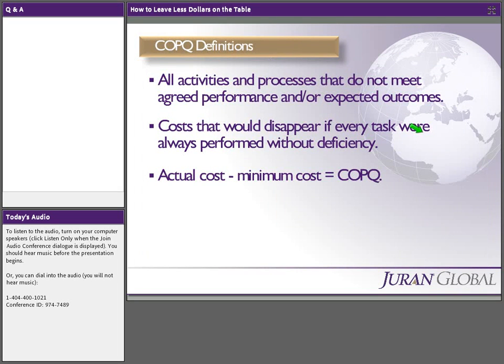Another way to look at our definition is that all the activities in a process that do not meet our agreed performance or expected outcomes cost us money. And I want to point out here that when we talk about money, we're not talking about 2 minutes and 3 minutes. We're talking about, we have 5 additional finance accountants in the accounting department working on customer complaints because the customers are not paying on time, so we have high receivables. We have high receivables because there are errors in their invoices, and unless we fix the errors in the invoices, the customer is not going to pay. So we are talking about costs that would disappear if things were working without deficiency.